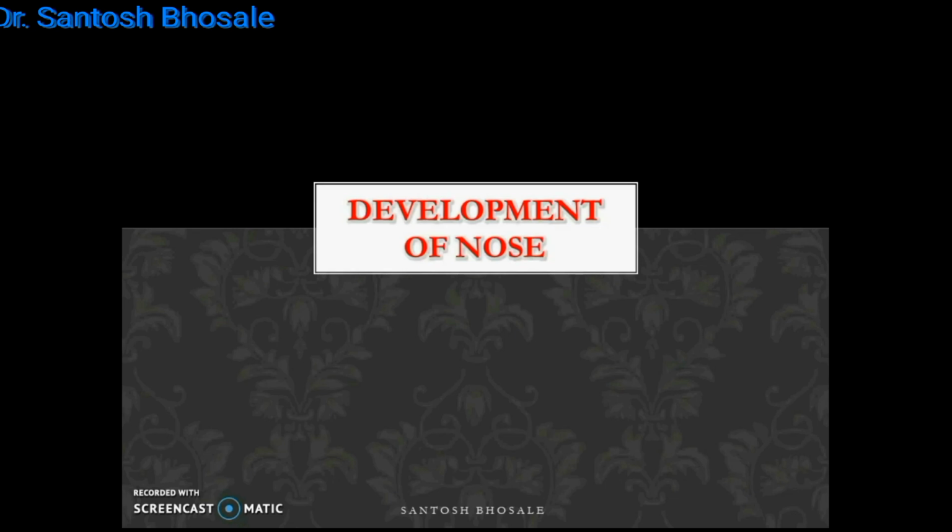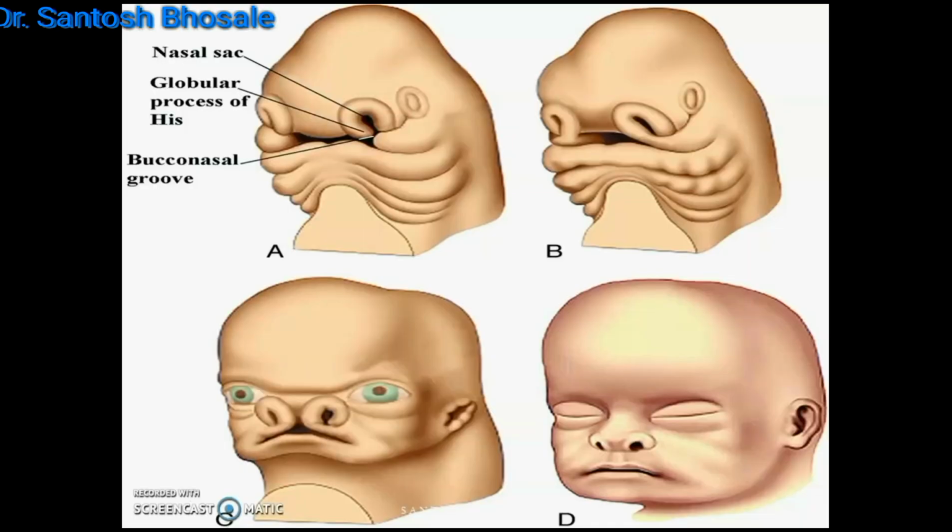Coming to the development of the nose. As you already know, the nose is a part of the face, so it develops from one of the processes involved in the development of the face. You can see the nose develops from the nasal sac or the olfactory placode and pit on either side of the frontonasal process there, that is the maxillary process, and mandibular process, that is the frontonasal process.